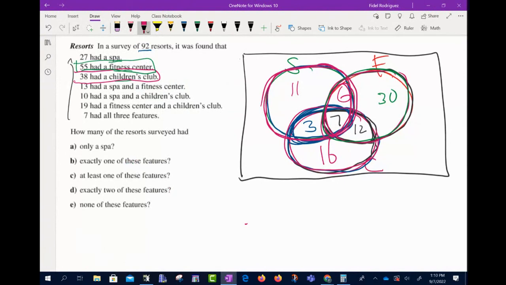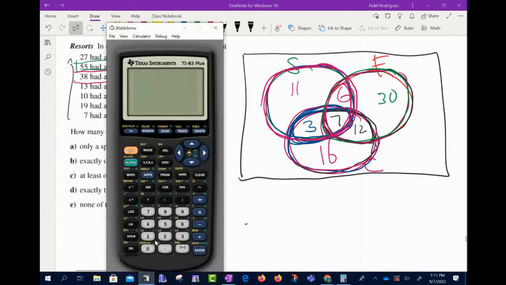Okay, now, guys, we still have one last number to do. The one last number is going to be the number that's going to fall inside the box, but outside the circles. So the way I'm going to do that, I'm just going to add all the numbers in the circles up. So look, let me clear this out. I'm just going to go 11 plus 3 plus 7 plus 6 plus 30 plus 12 plus 16. Is that all the numbers? Okay, so let's add all those numbers up.